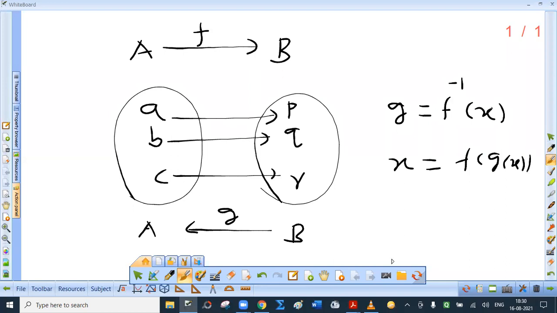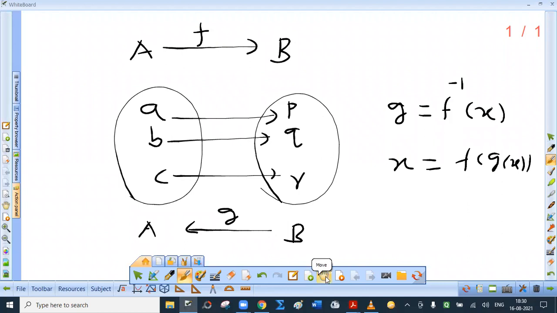Okay, so this is about the inverse of a function. You will notice that for function f, the domain is A and the range, that is codomain, is B. But for f inverse, the domain is B and the range, that is codomain in this case, is A. So domain and range are interchanged.